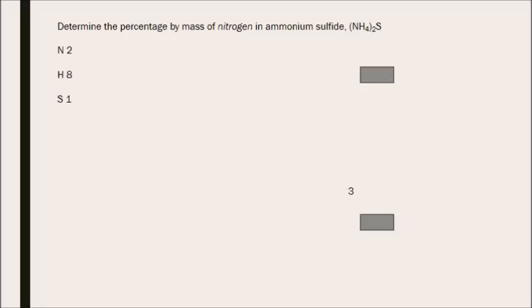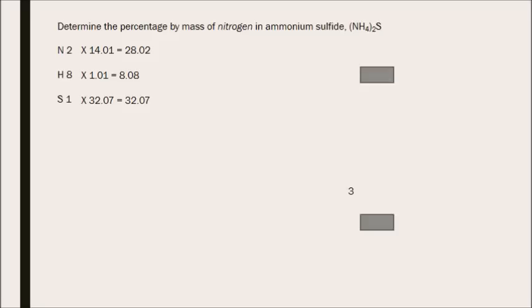Alright, so you're going to determine the mass of each element individually. So you've got 2 nitrogens, so that means you've got 2 times 14.01, so you're going to have 28.02 grams of nitrogen in this. And then for hydrogen, you're going to have 8.08 grams, and for sulfur, you're going to have 32.07 grams. This is all going to add to give you 68.17 grams total of the whole compound.